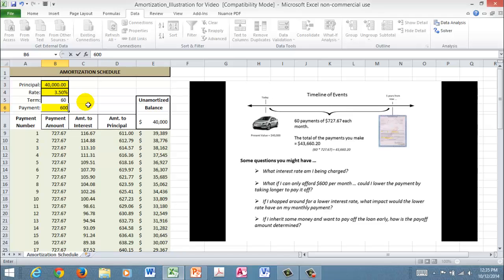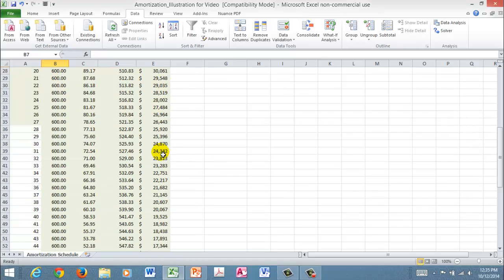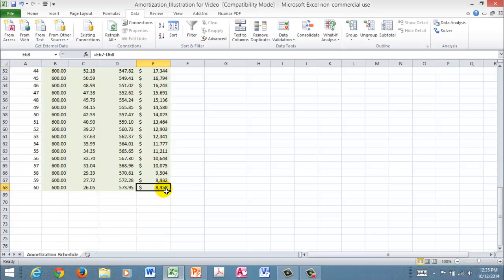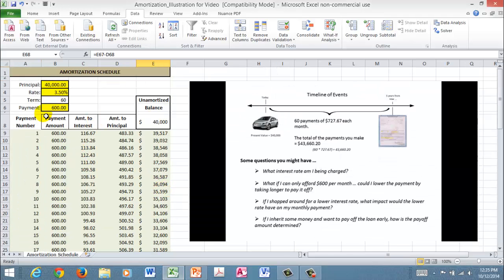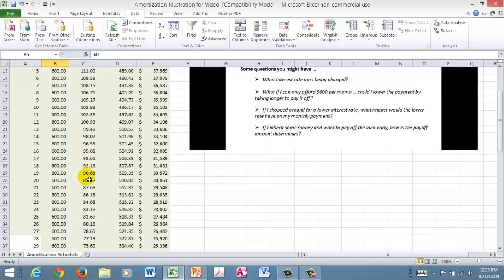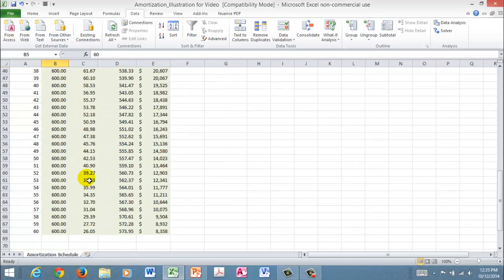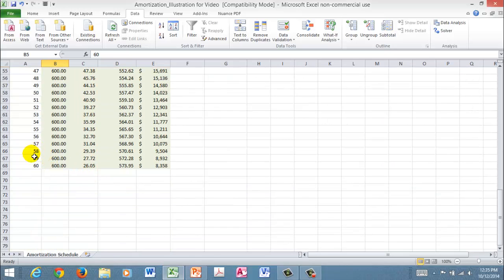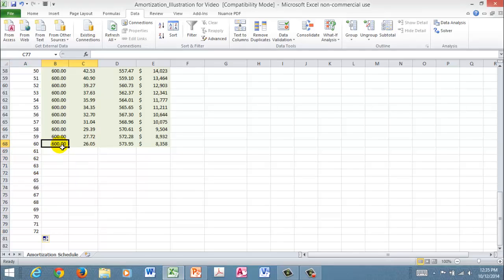Now you may remember back in the illustration, let's say now that I can only afford a $600 payment. I'm going to put in $600 there. Obviously that is not going to fully amortize my loan because I'm paying a lesser amount. But let's say maybe I can change the term. Right now I'm at 60 months, so let's go down to 72 months. I think in the prior video we had talked about 72 months.